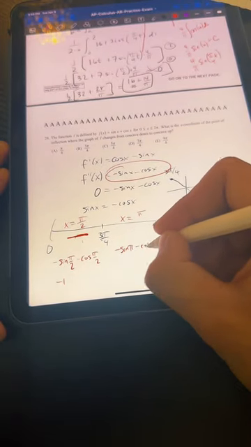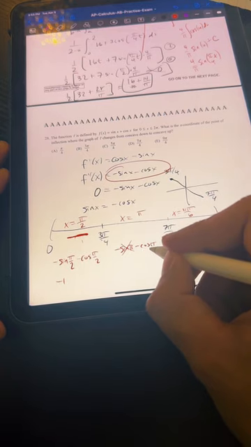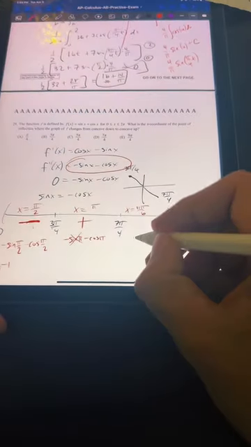And then cosine of pi. Negative sine of pi minus cosine of pi. Sine of pi is 0, so that goes away. Cosine of pi is negative 1, but with the negative out here, it becomes a positive.